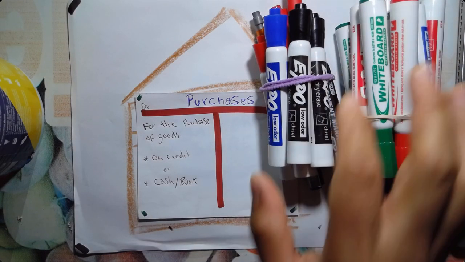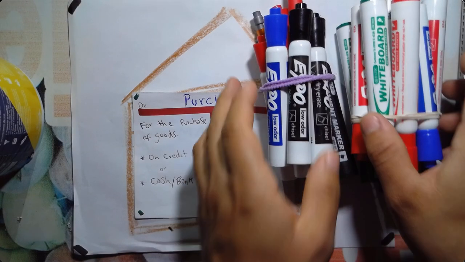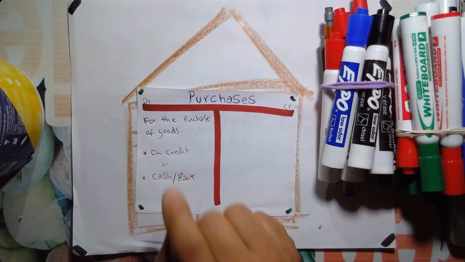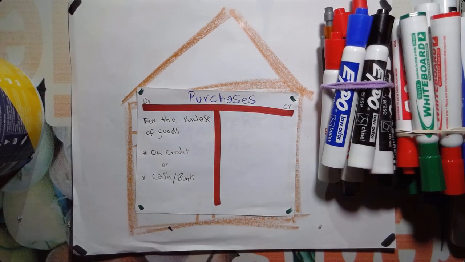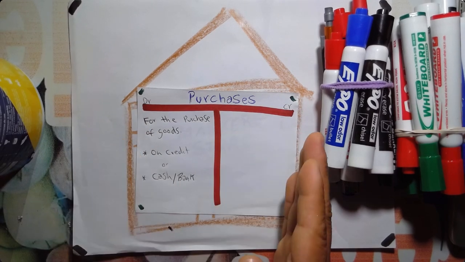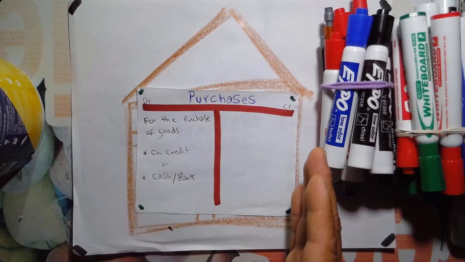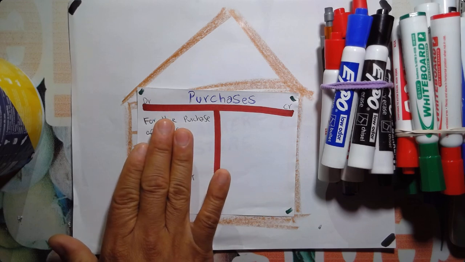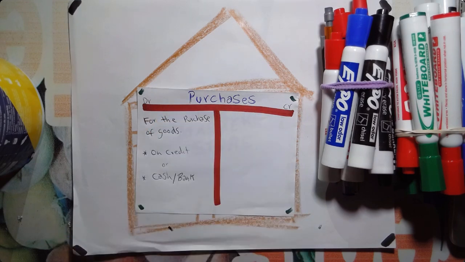So you will only use the T account purchases if you are buying goods. That's the only instance whereby you will use purchases. Remember that the T account will always have the debit side on the left hand side and the credit side on the right hand side. So you will open a T account similar to this, except that this definition will not be there. Your title will be purchases. So every time you purchase goods, you will enter that purchase on the debit side.